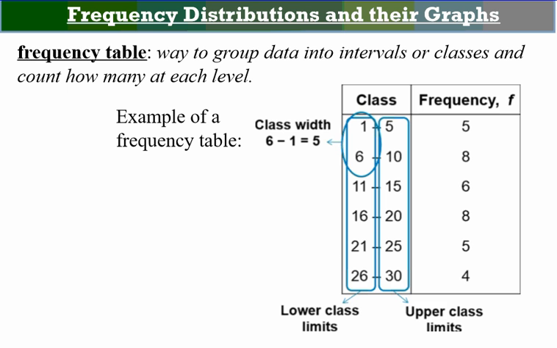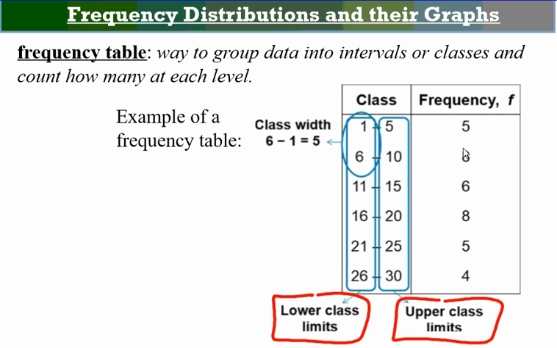When you group them into classes, there's something called the class width. The class width is the difference between the lower bounds, or you could use the upper bounds, of consecutive classes. In this case, 6 minus 1 means the class width is 5. We have the lower class limits and the upper class limits that set the boundaries for each interval. The frequency just tells us how many were at that level. So for example, for this item, there were 5 that were between 1 and 5.